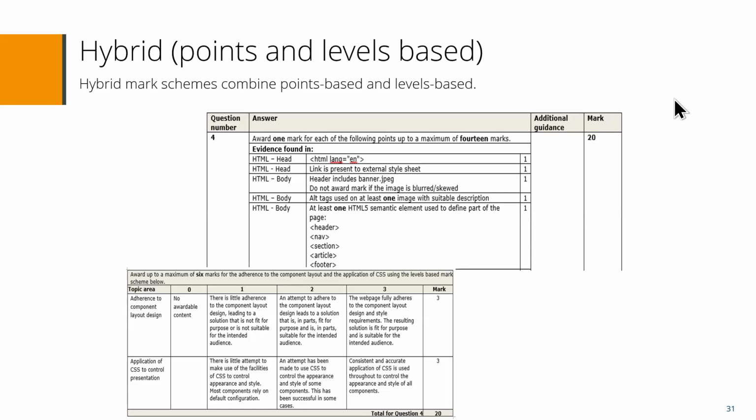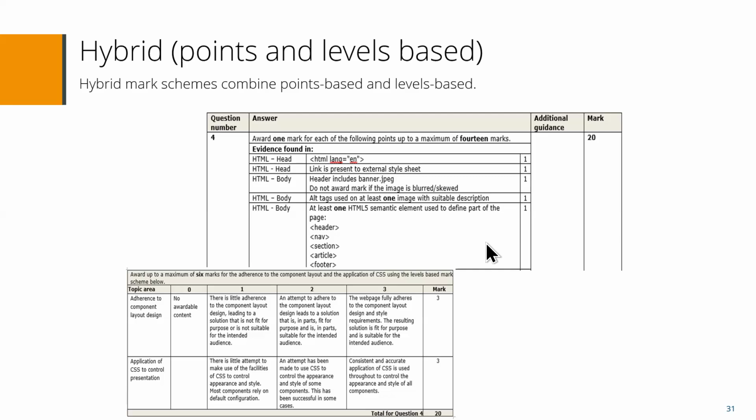Sometimes we have a combination of points-based and levels-based. This is quite common in paper 2 and paper 4, where there are definite things we're expecting. So those are getting levels, points-based marks, like down the side here. All right, that's straightforward. That's what we want.